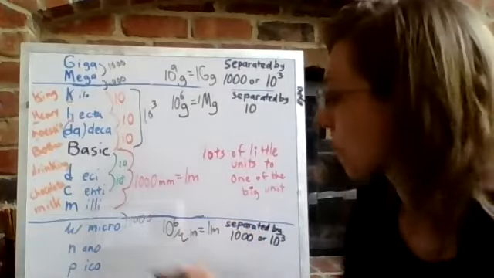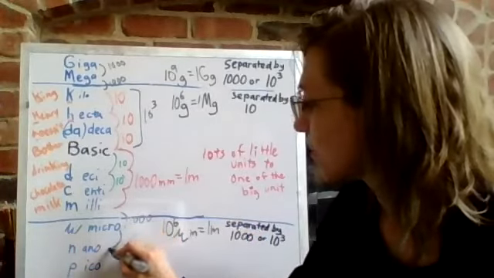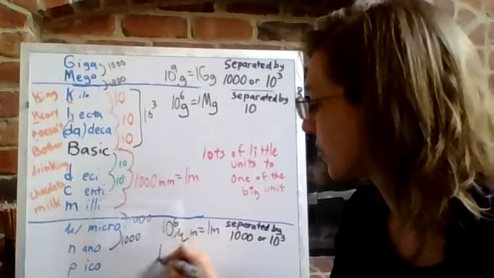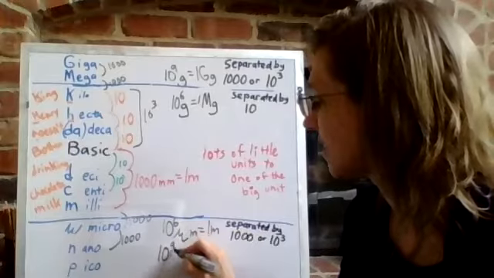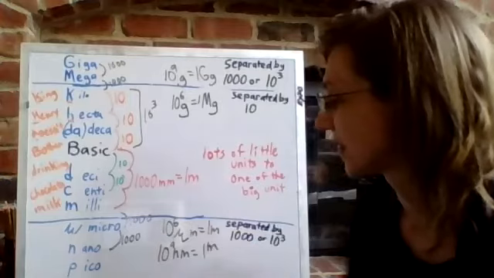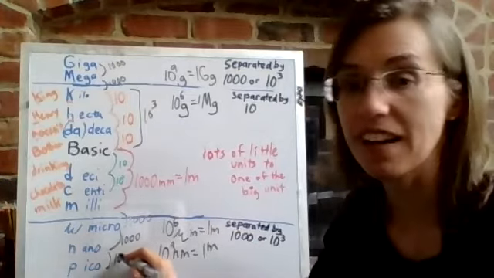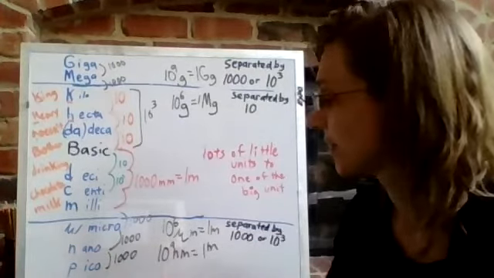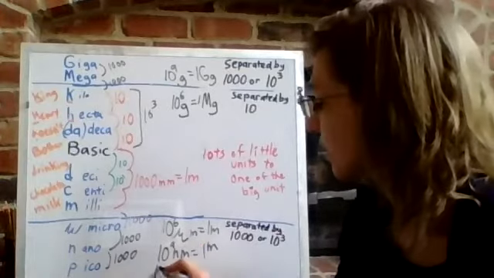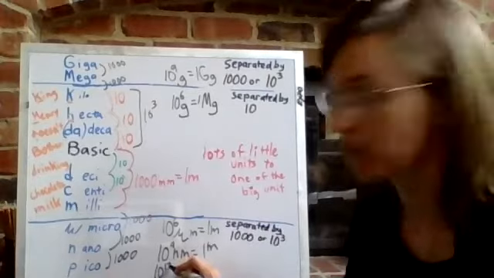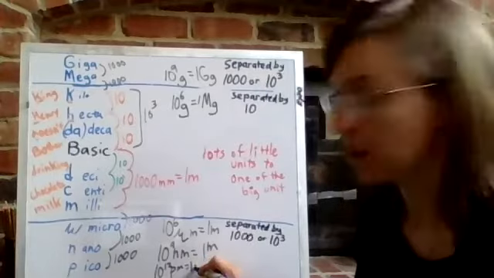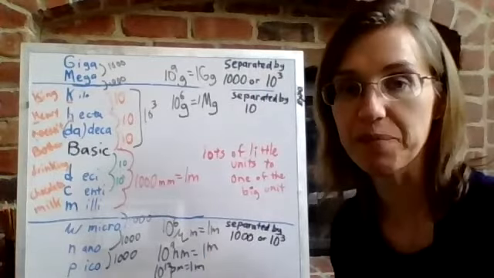Okay. Then we have 1,000 more to jump down to nano. So we add 3 more zeros here. So it's 10 to the 9th nanometers in 1 meter. And down here we've got 1,000 more to get to pico. So we add 3 more zeros there. So it's 10 to the 12th picometers equaling 1 meter. Okay.